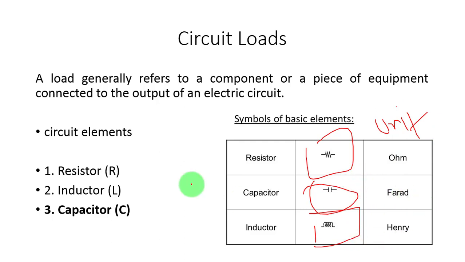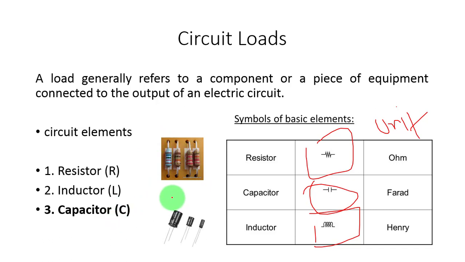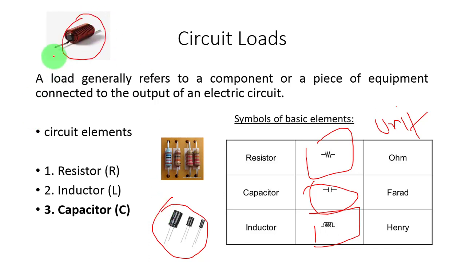We can see this, but we also need to know what the resistance looks like. You can see the resistor is like this in any circuit. Then the capacitor looks like this, and this is how the inductor looks. You can see the inductor is this, the resistor is like this, and the capacitor is like this.